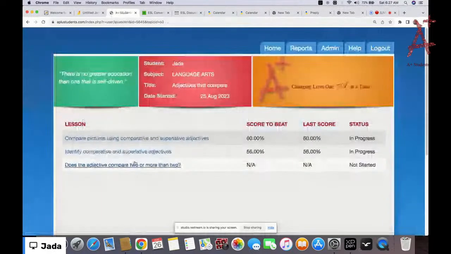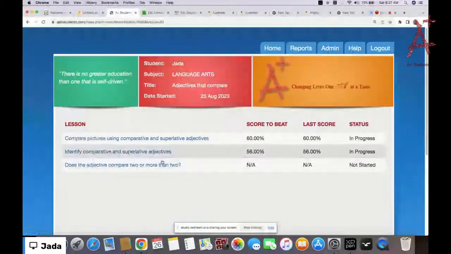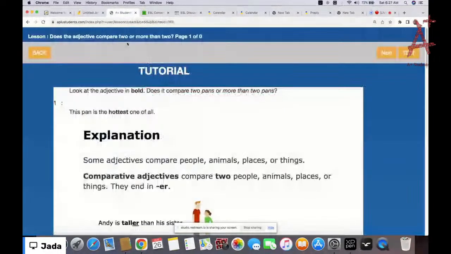The last lesson says, does the adjective compare two or more than two? Now remember what the definition is. Some adjectives compare people, animals, places, or things, and comparative adjectives compare two people, animals, places, or things. So the comparative is for two, it ends in er. So once you see er, it's comparing two.